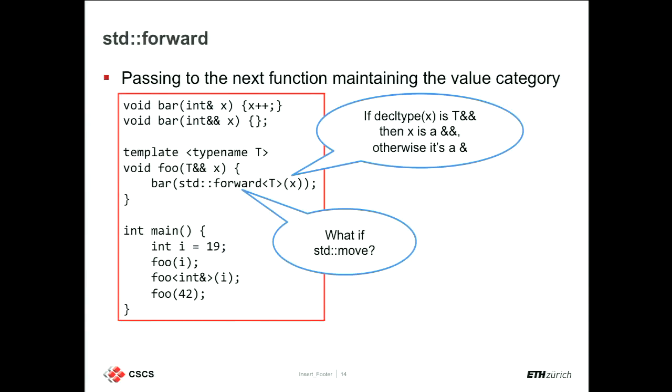So after this one, if I don't put the forward, if I put the move, I always go to the R value reference implementation. And x will never change. So forward keeps the referenceness, and when I call functions, when I forward these arguments to somebody else.